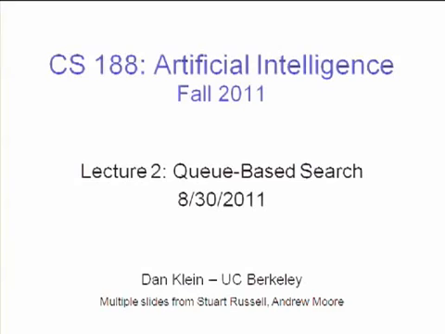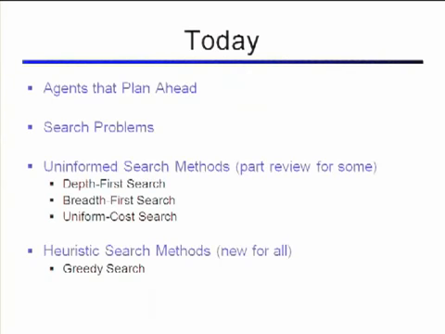All right, so what are we going to do today? Today we're going to talk about agents that plan ahead, and that's going to lead us into the first class of problems that we'll study in this class, which are state space search problems. We'll talk today in large part about uninformed search methods.